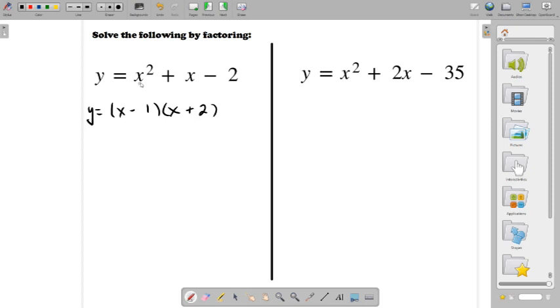X times x is x squared. X times 2 is 2x, negative 1 times x is negative x. If we have 2x and negative 1x, that gives us a positive 1x, and negative 1 times positive 2 is negative 2. Then we take each part, each binomial, and set it equal to 0.